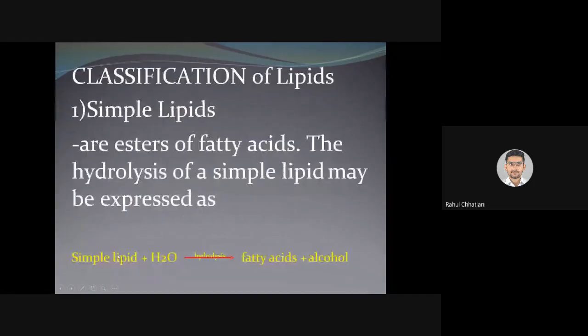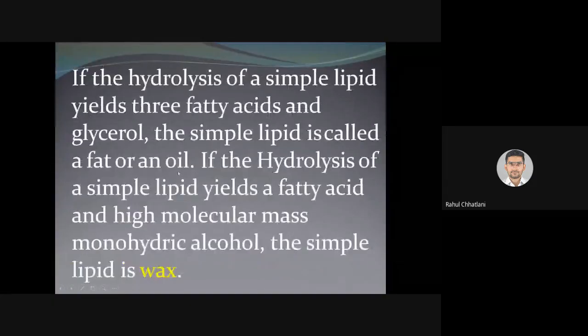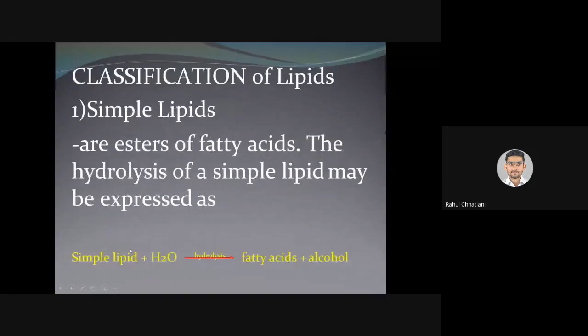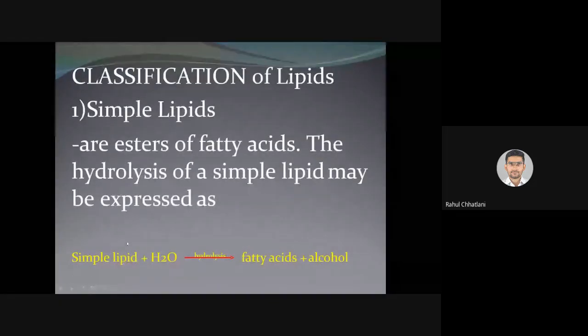So simple lipid, what is it made from? Fatty acid and glycerol. If you break a simple lipid by adding water, it breaks and yields fatty acid, and instead of alcohol it is glycerol, then this is termed a fat or an oil. If hydrolysis yields fatty acid and a higher molecular mass monohydric alcohol, this lipid is wax. So this simple lipid will be called wax. Why? Because it is yielding an alcohol.